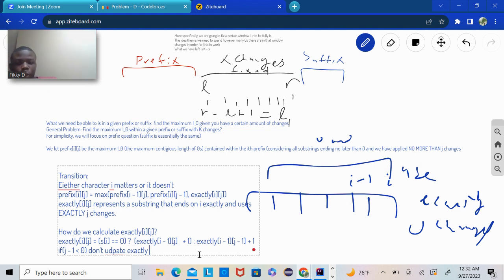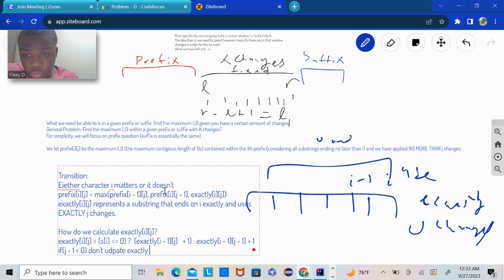If it is one, then it means you have to change it. So if you have to change it, then you can basically look at the longest zero that ended on i minus one, and then use exactly j minus one changes, and then use that change again, and then that would be plus one. And basically that's it.